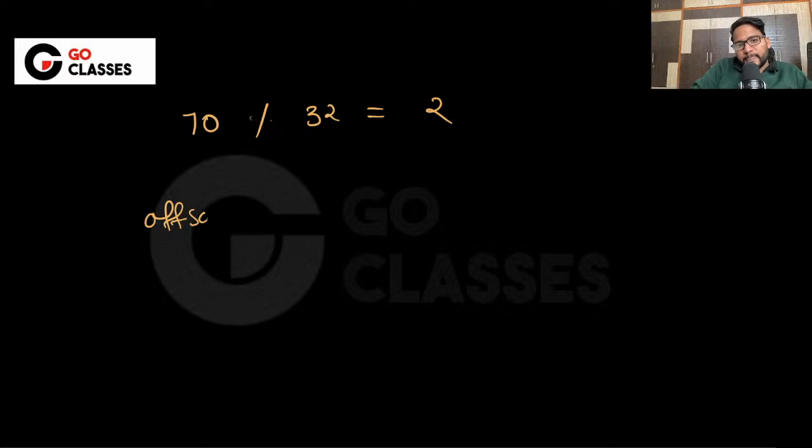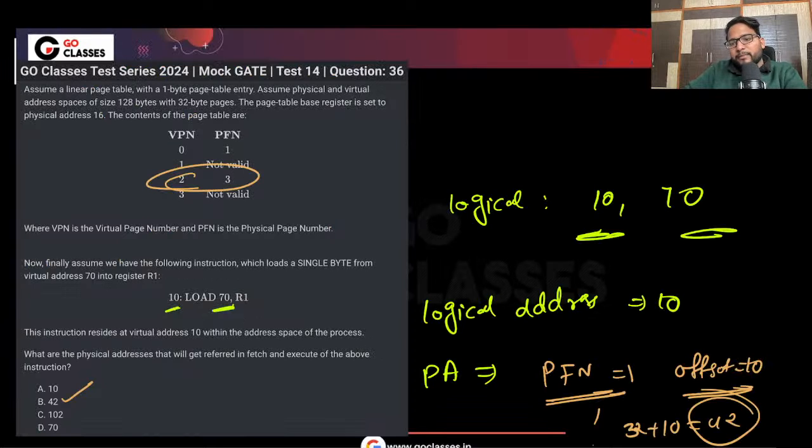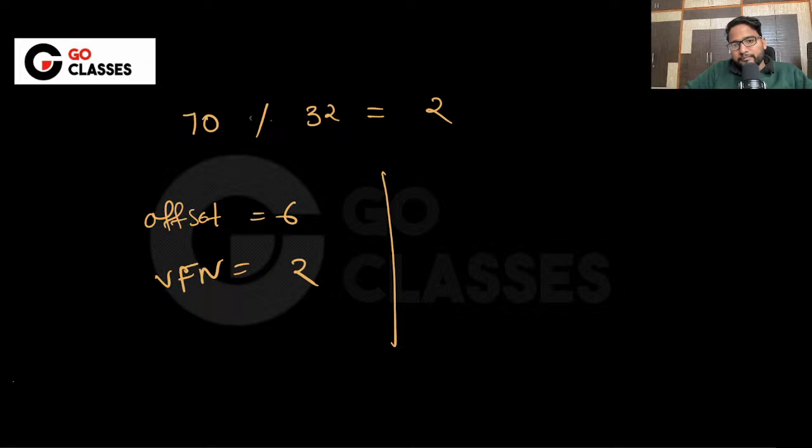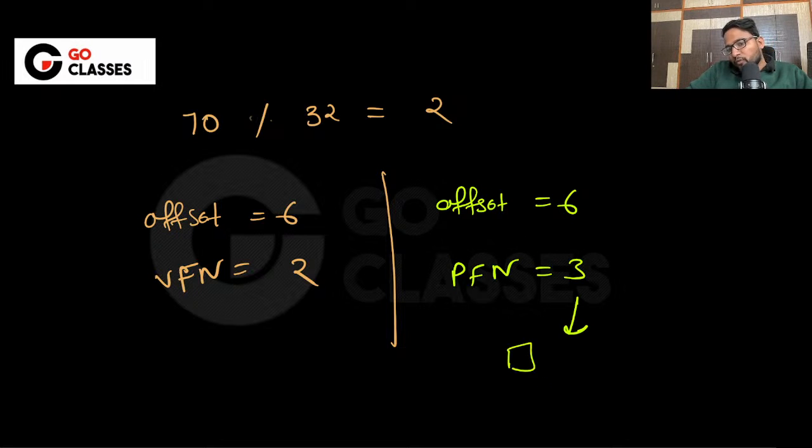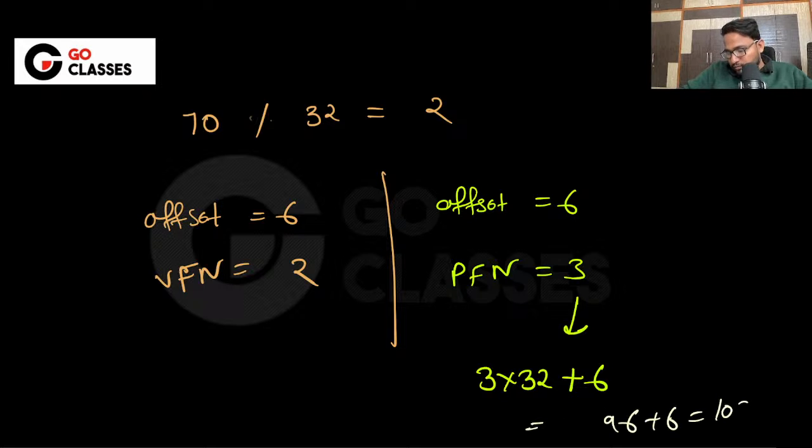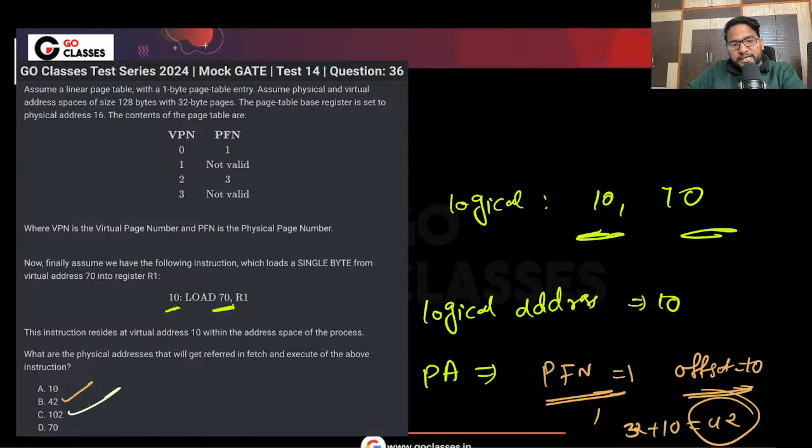So the offset is 6, and the virtual frame number is 2. Now, if the virtual frame number is 2, then the physical frame number is 3. The offset will remain the same. From here, frame number 0, frame number 1, frame number 2 are the 3 frames above me. So to know my address, it is 3 frames above me, and then within me, 6 more bytes. So it will be 96 plus 6, which is 102. Yes, B and C are the answers here.